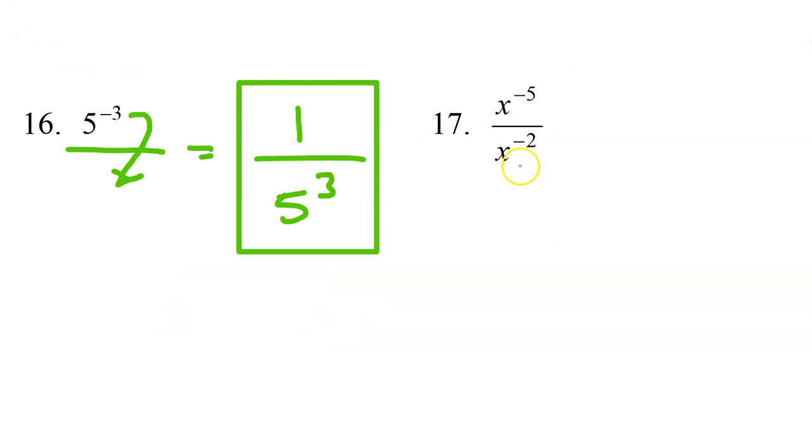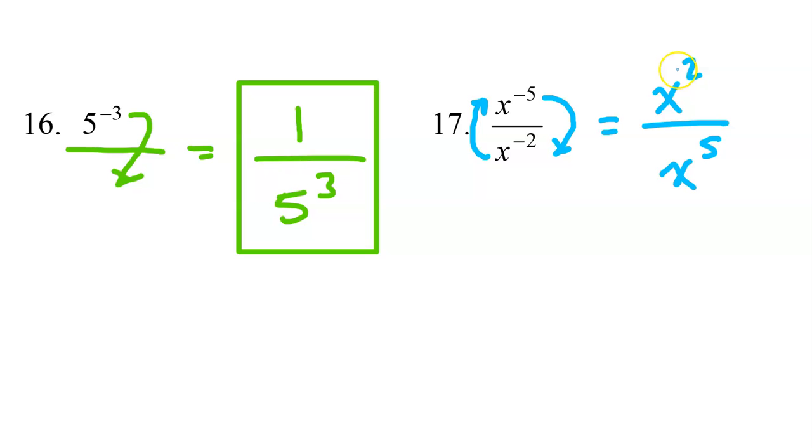I'm going to show you two different ways to do number 17. Both expressions have a negative exponent. That means that both expressions need to be moved to the other side of the fraction bar. So my new fraction will be x squared over x to the 5th power. We moved them both and turned the exponents into positives.